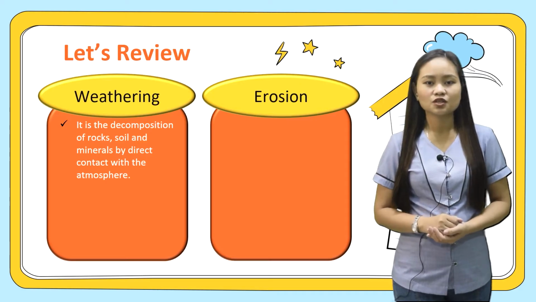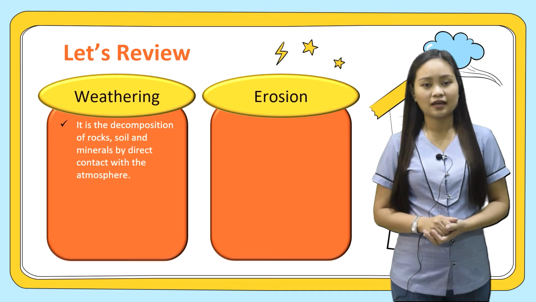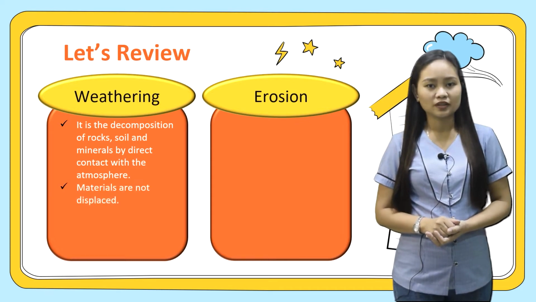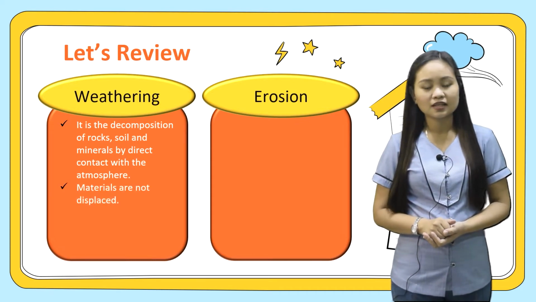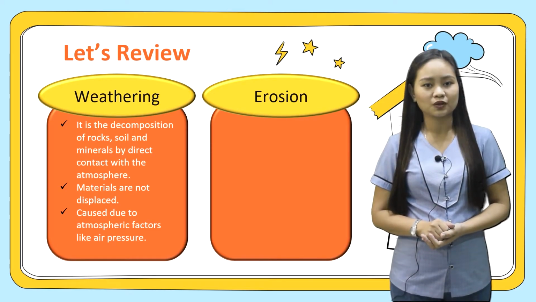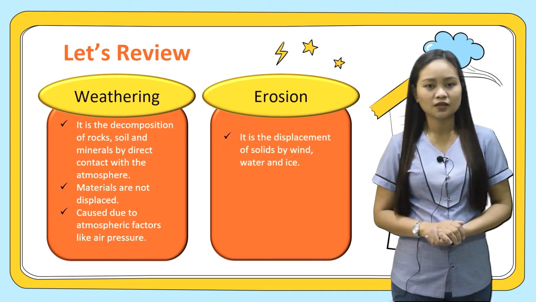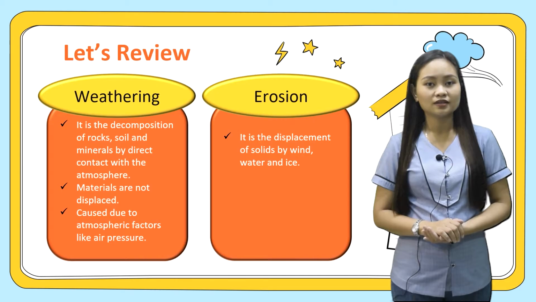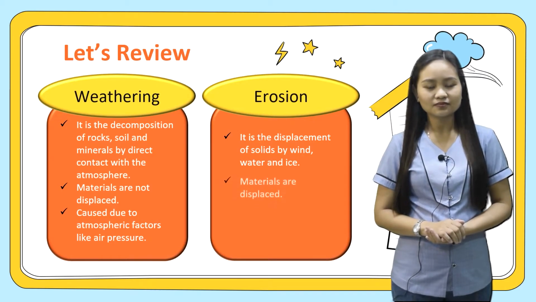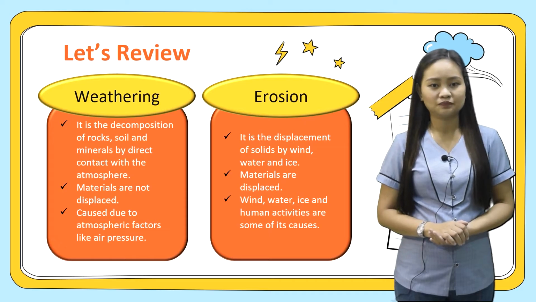Weathering is the decomposition of rocks, soil, and minerals by direct contact with the atmosphere. The weathered materials are not displaced, and it is caused by atmospheric factors like air pressure. On the other hand, erosion is the displacement of solids by wind, water, and ice. The eroded materials are displaced, and wind, water, ice, and human activities are some of the causes of erosion.